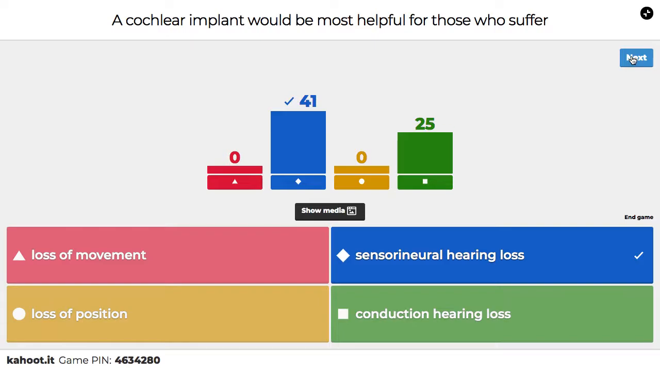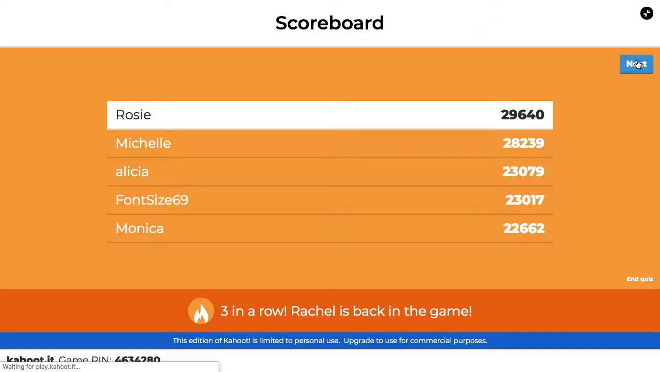Every other structure is going to be conduction. Now, if it says the hair cells are damaged, hair cells are in the cochlea, so that is sensory neural. So when it becomes a neural message, it is sensory neural hearing loss.